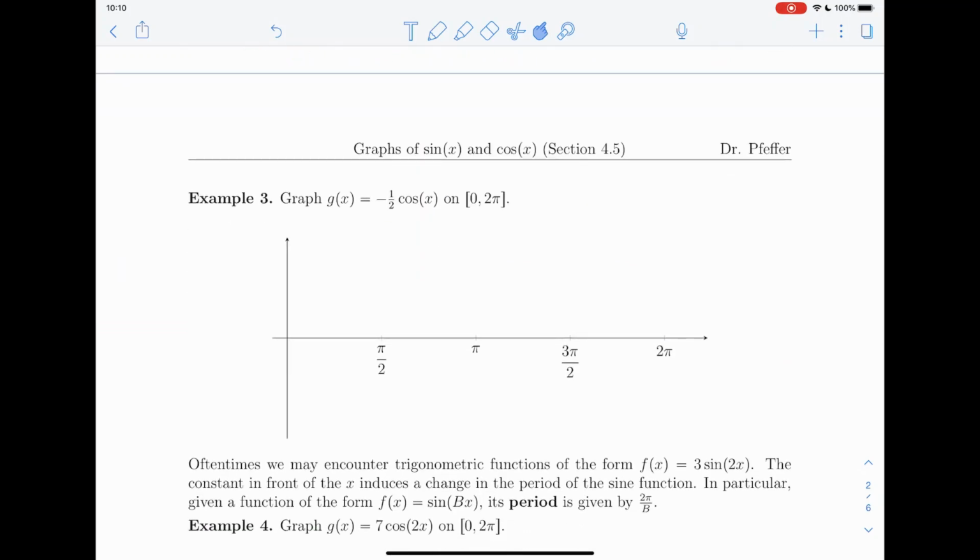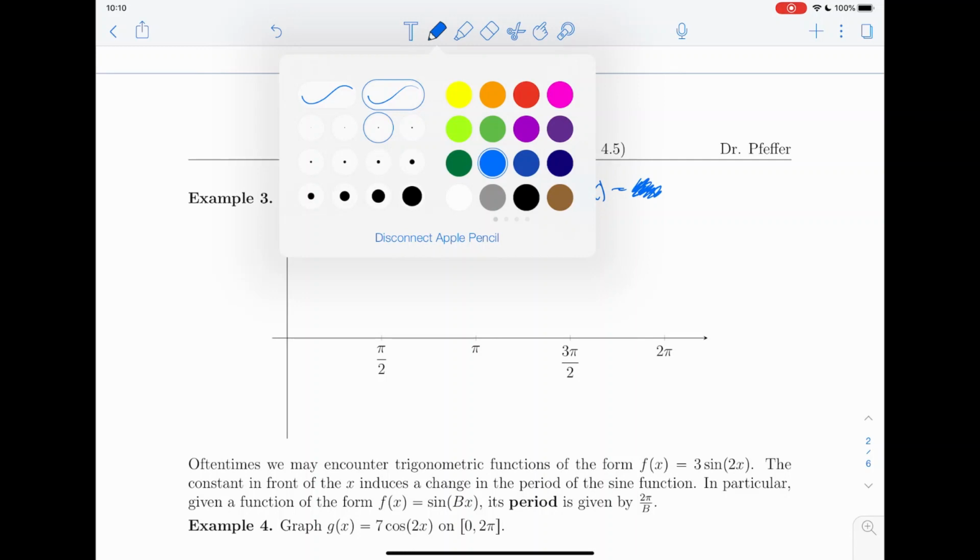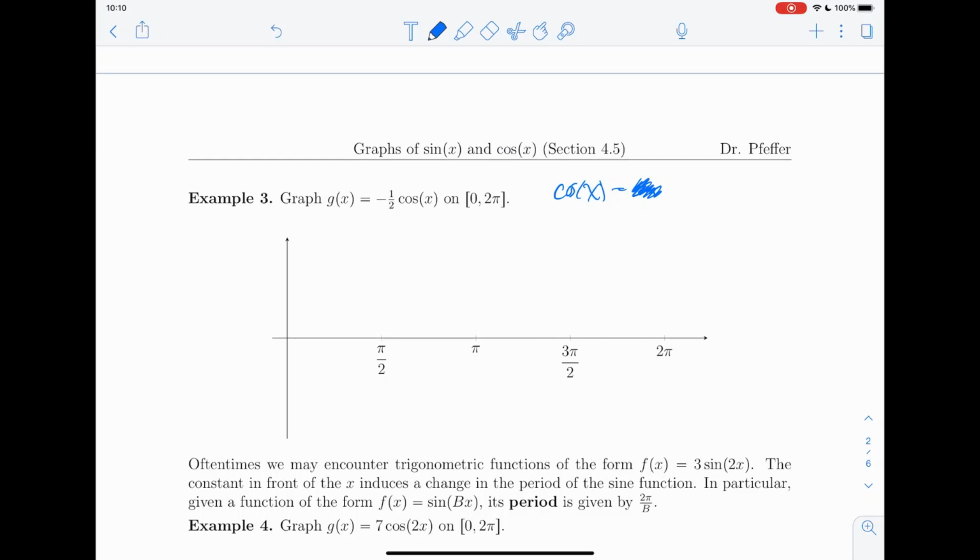Here we have -1/2 cosine. So the way I'm going to do this is, again, I'm going to start with blue. I'm going to draw the parent function, cosine. And let's see. I'm going to draw this very tiny. So the cosine function starts at a 1 and will end at a 1. Halfway between, it goes to a -1. And then it hits 0 between those marks. And so the cosine that I'm drawing is going to look something like this.